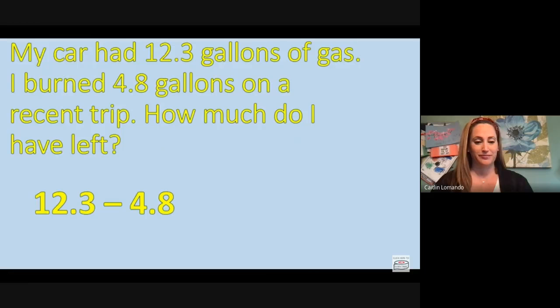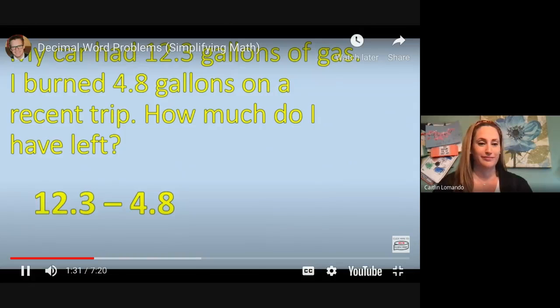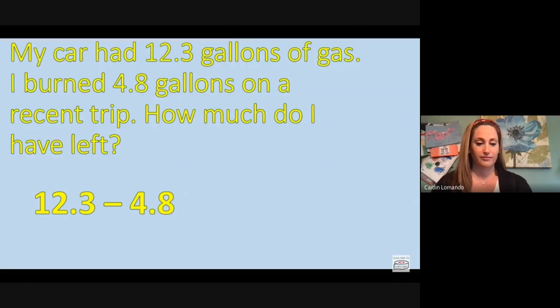The next operation is subtraction. When you are subtracting with decimals, you are decreasing. So you have a certain amount and then you are making it less because of the operation or because of the word problem situation. Here it is. My car had 12.3 gallons of gas. I burned 4.8 gallons on a recent trip. How much do I have left?